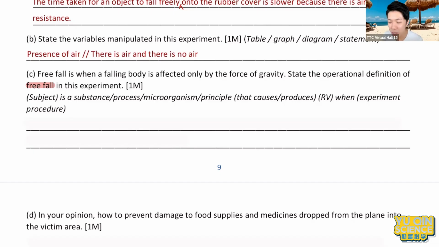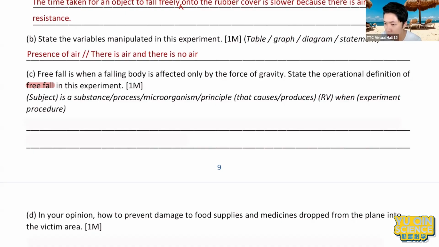Okay, you see, first of all, you need to follow the formatting here. I think you missed out the behind part already. So you want to add on this one. Causes the object to fall freely on rubber cover faster when air is removed. Sash, this sounds a lot better.